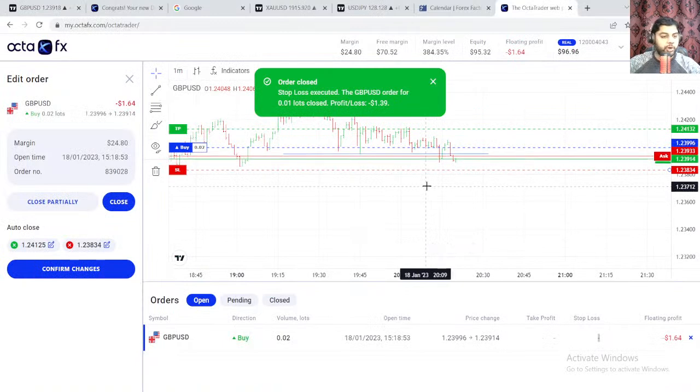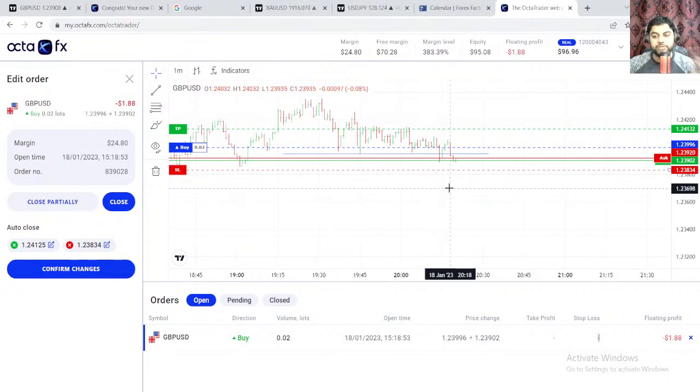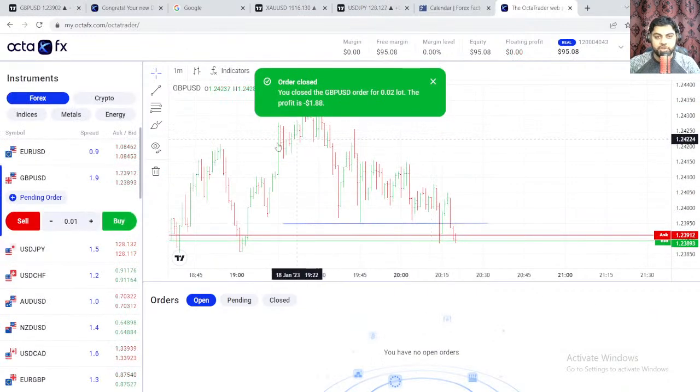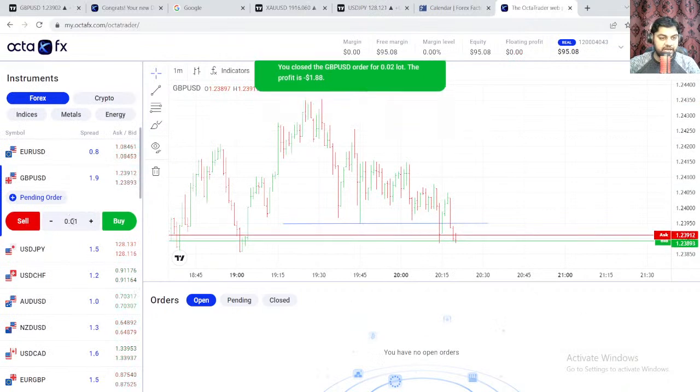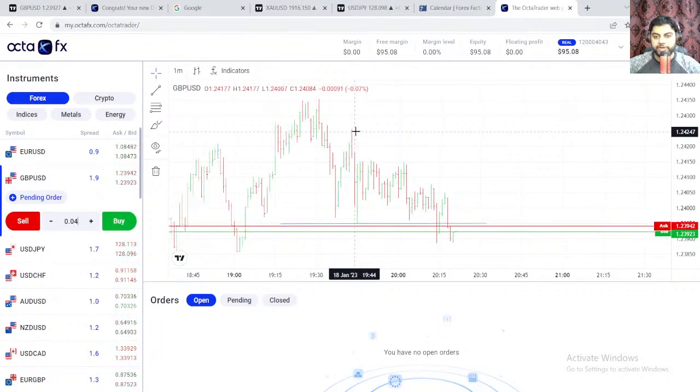So guys, you will always make mistakes. There is no problem. If you make a mistake, no problem at all. But what you should do is you should immediately reverse your mistake and get rid of your older trades, enter for the new ones. Okay, so I am closing this, and now I will sell. How much? I will sell for 0.05 lots. Okay, let's do 0.04 lots.